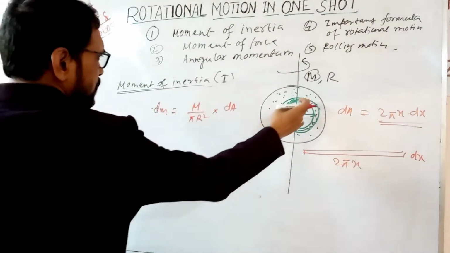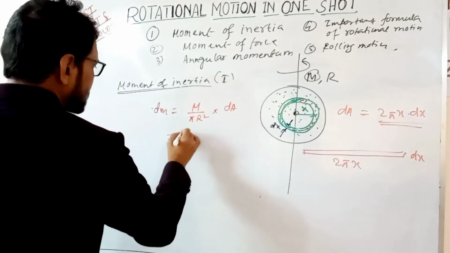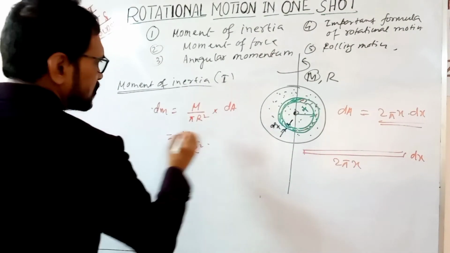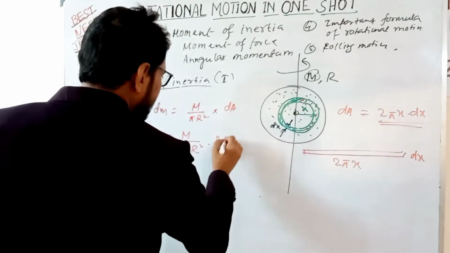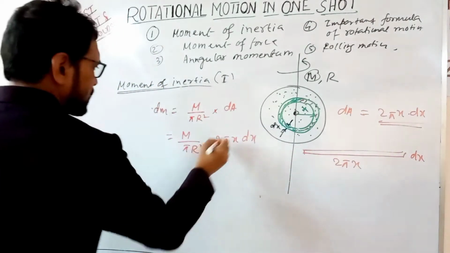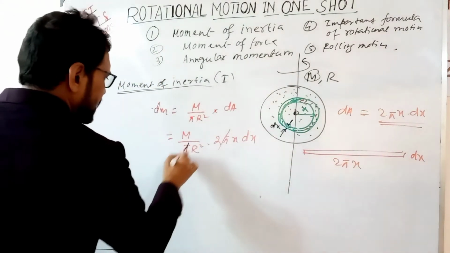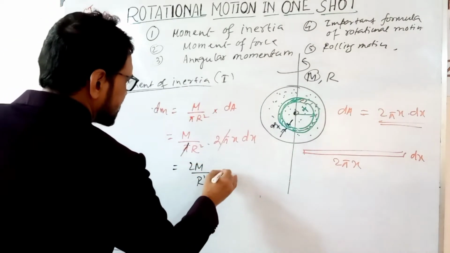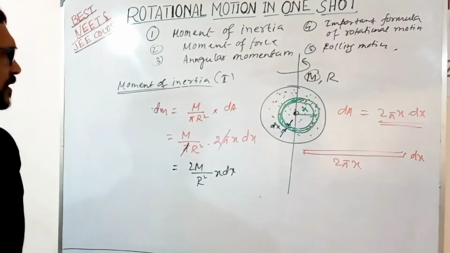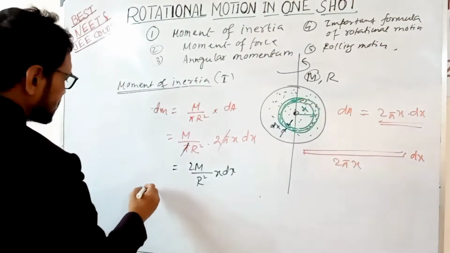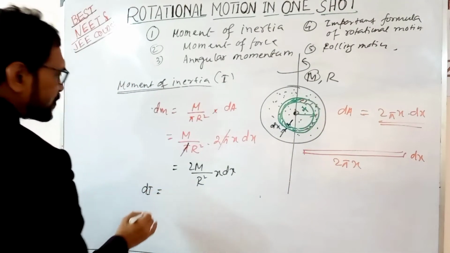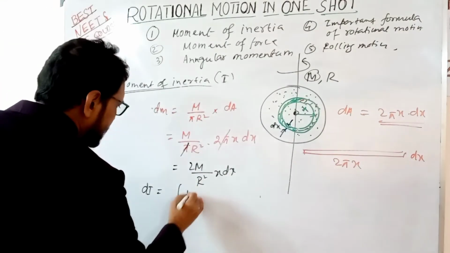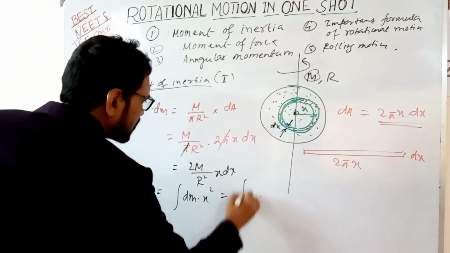So the mass of this part equals this into dA. What is dA? 2 pi x into dx. Pi cancels. So m x dx is the mass of this type of stripe. Now the total moment of inertia of this part equals dm into x square.